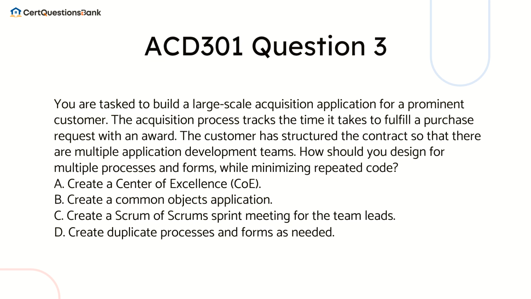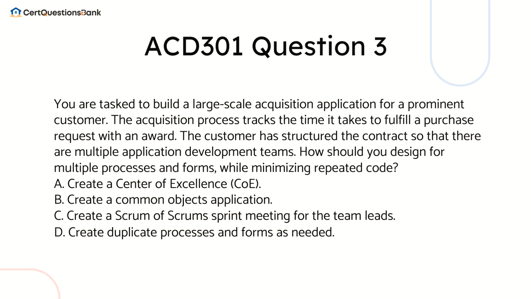You are tasked to build a large-scale acquisition application for a prominent customer. The acquisition process tracks the time it takes to fulfill a purchase request with an award. The customer has structured the contract so that there are multiple application development teams. How should you design for multiple processes and forms, while minimizing repeated code?